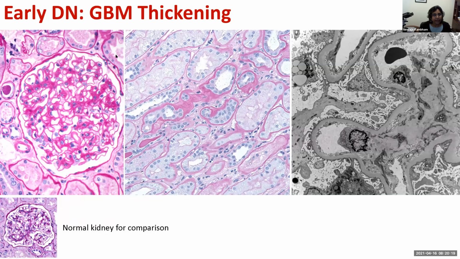And then again, you see another view of the tubular basement membranes, which are diffusely thickened in diabetic nephropathy. In this particular case, the glomerulus is already starting to show some increase in the mesangial matrix. There's this pink material there. And we also review the electron microscopy here on the right. For orientation purposes, this line you're seeing is the glomerular basement membrane, and this is the mesangial matrix, which is increased. So all of these changes indicate to us that this is a very early diabetic nephropathy.